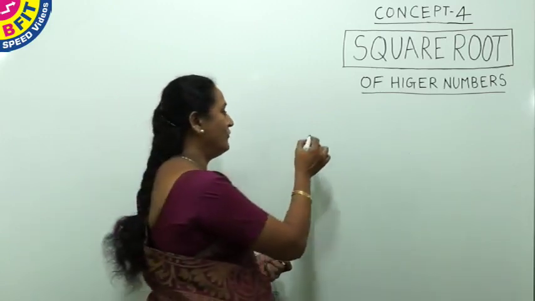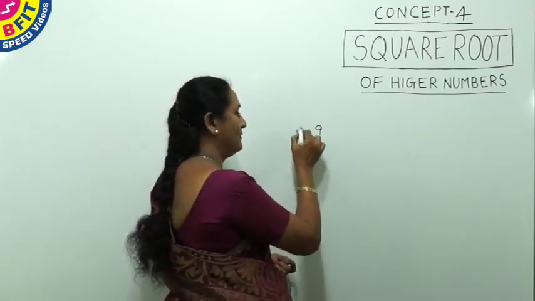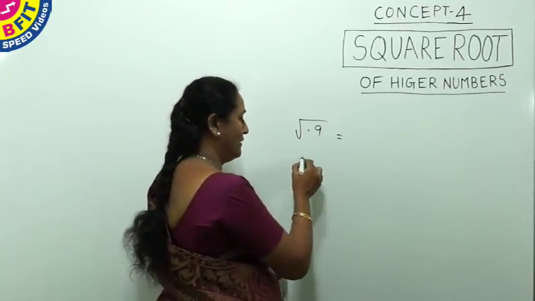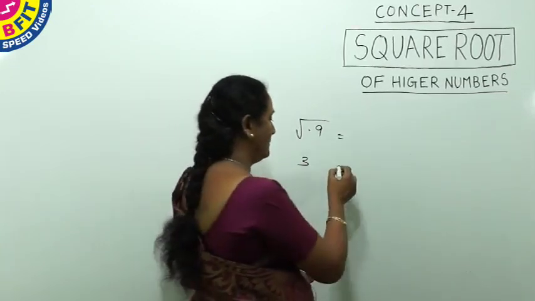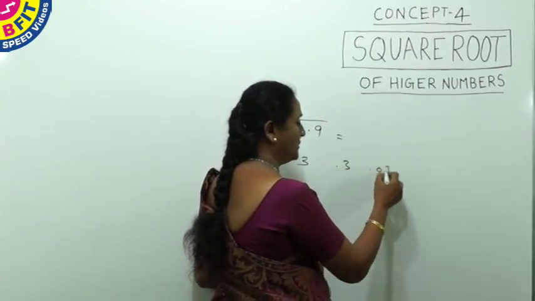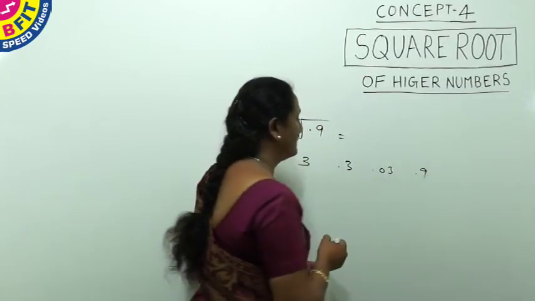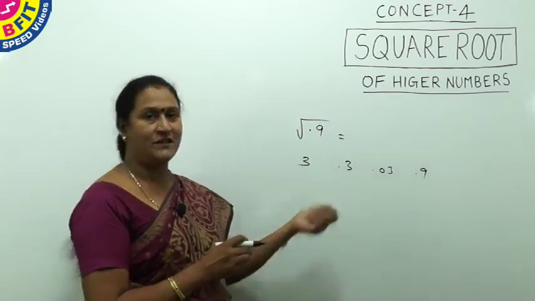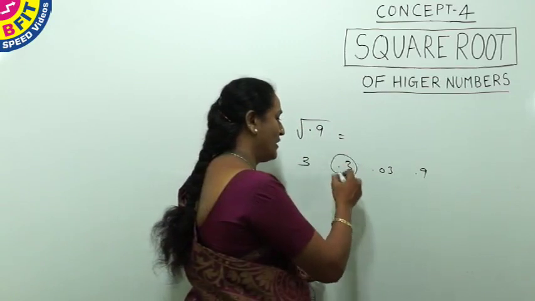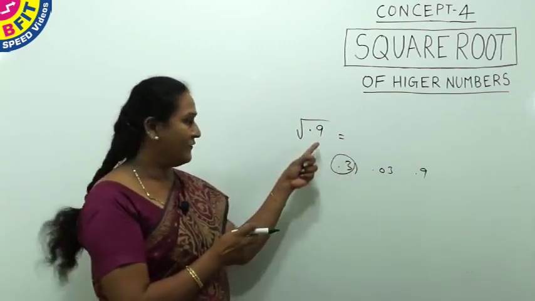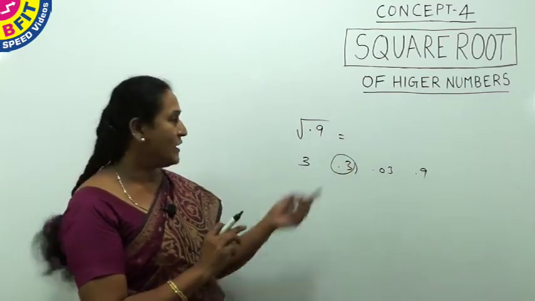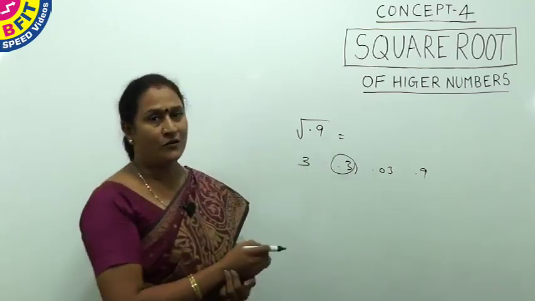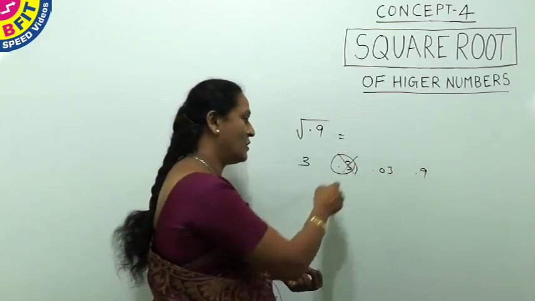Square root of 0.9. So what is the square root of 0.9? The options given are 3, 0.3, 0.03 and 0.9. Seeing this 9, we'll think that the root of 9 is 3 and we'll go for the option 0.3. But here we have only one decimal place, so it is not a perfect square. So we can't use the square root of 9 here. So 0.3 is not the answer.